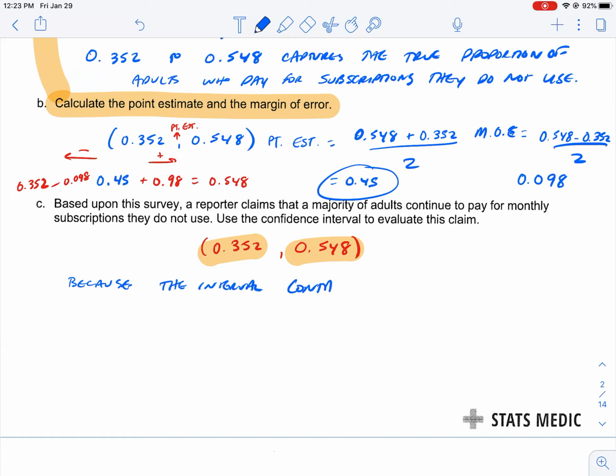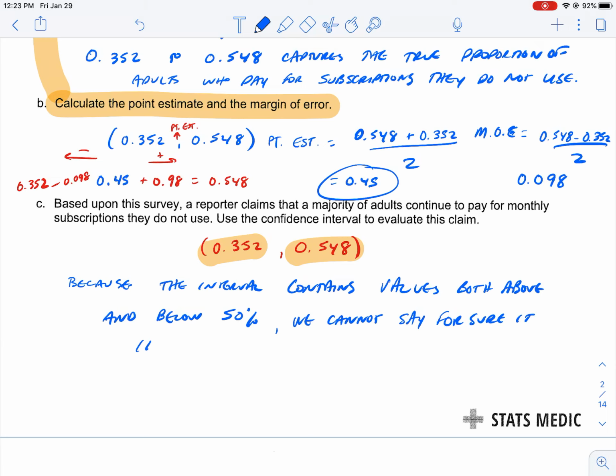So because the interval contains values both above and below 50%, we cannot say for sure it is a majority. And a good way to say this would be, we do not have convincing evidence.